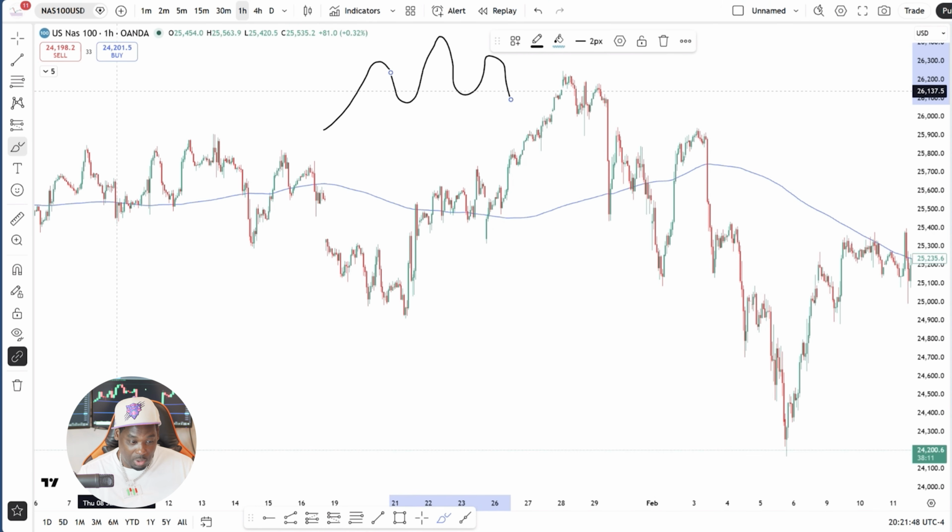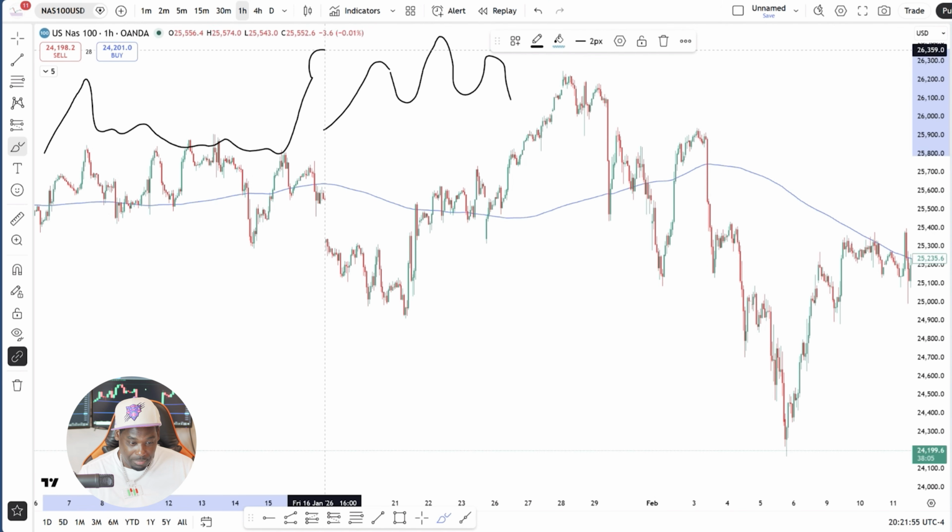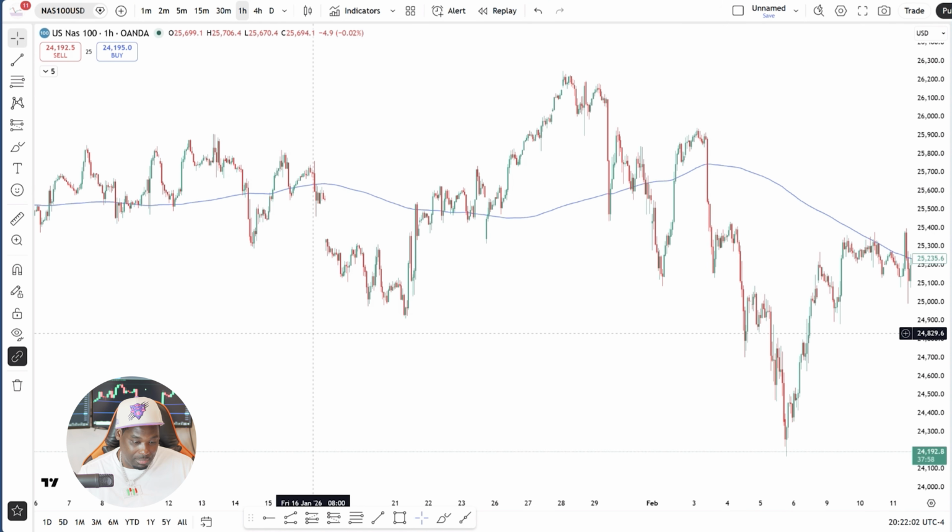Sometimes the left shoulder could be far away, okay? So it could be something like this, where you have the left shoulder, right? And then you got the head right here, and then you might have that right shoulder right here. So keep that in mind: every head and shoulders is not going to be created equal.